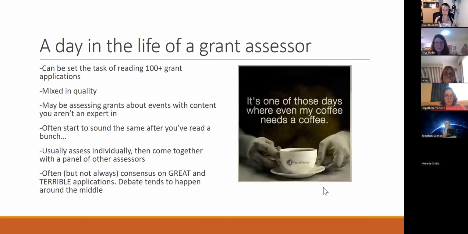But while they are smart and awesome and clever people, they won't necessarily know a great deal about the specifics of what your grant or event is about. So make life easier for them.